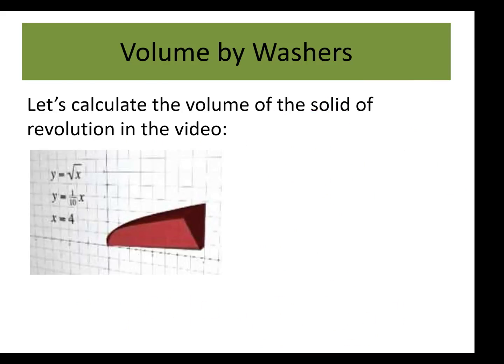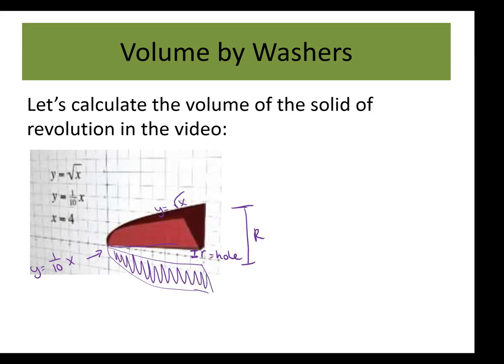Alright, one more example. This is one we had in the video. So again, you should be able to see that there will be a small r, which is the hole, and then there will be a larger r, given by, again, square root of x. This function right here appears to be 1/10 of x. That's our function. And we'll be spinning around down here, so there will still be a hole, but then you will have a bunch of solid reflected down here as it rotates all the way around.